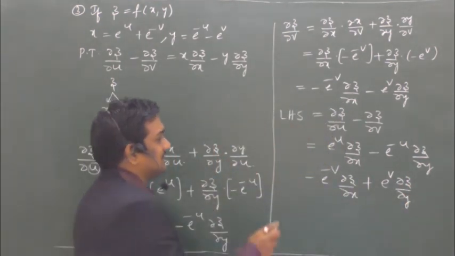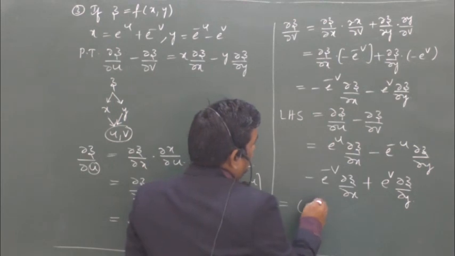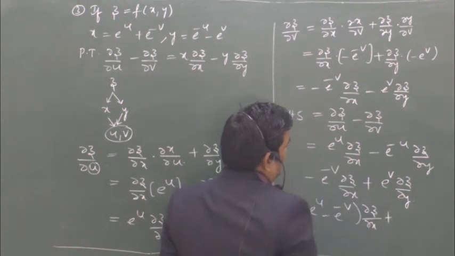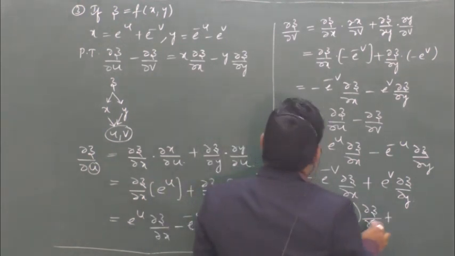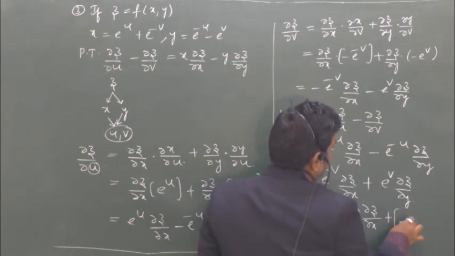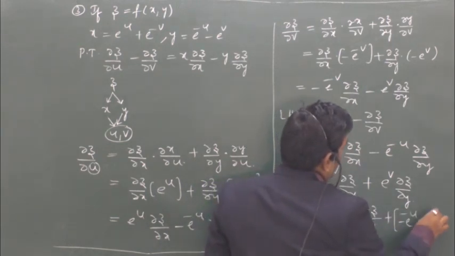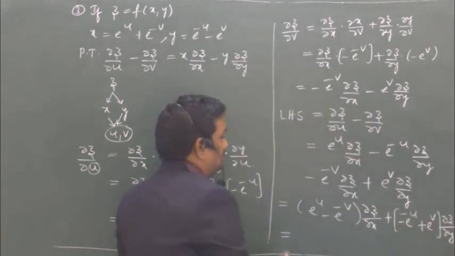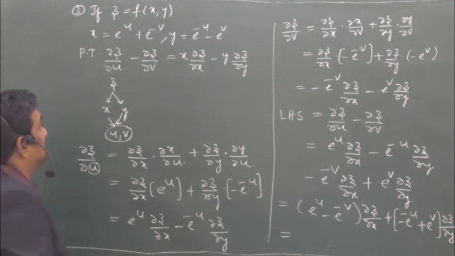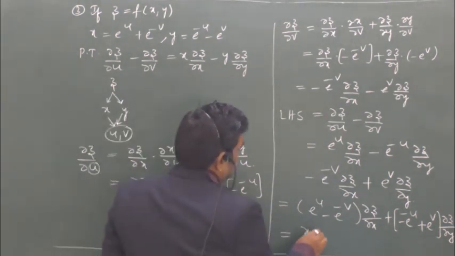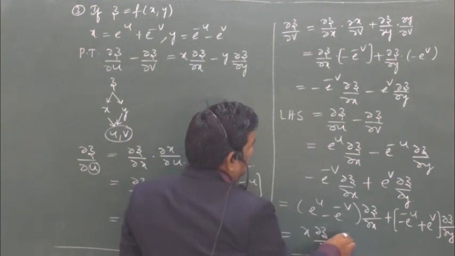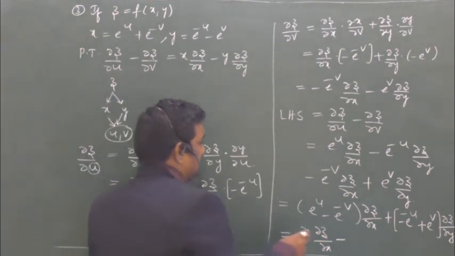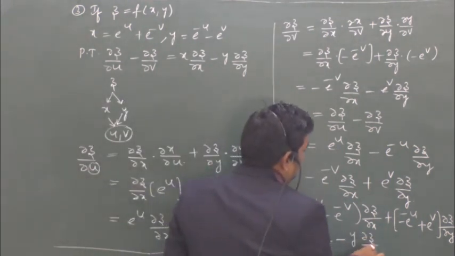Now taking the terms common, it is e power u minus e power minus v into dou z by dou x plus minus e power minus u plus e power v into dou z by dou y. Now you can replace e power u minus e power minus v with x. It is x into dou z by dou x. Taking minus common, you can replace e power minus u minus e power v by y. It is y into dou z by dou y, hence proved.